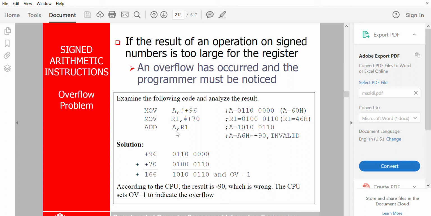Sorry, 96 and 70 in decimal. This is decimal, not hex. Okay, so this is 96 and this is 70. If you convert these decimal numbers to binary, this is the hex of that.